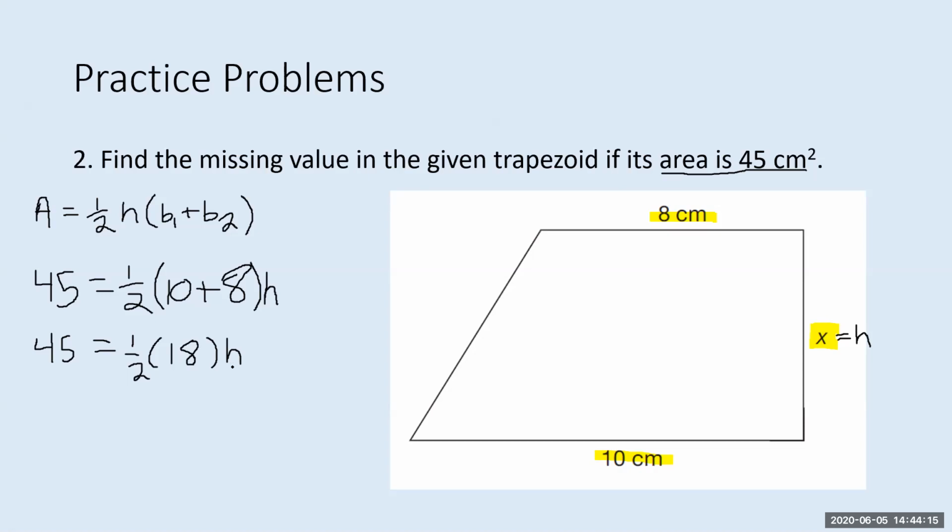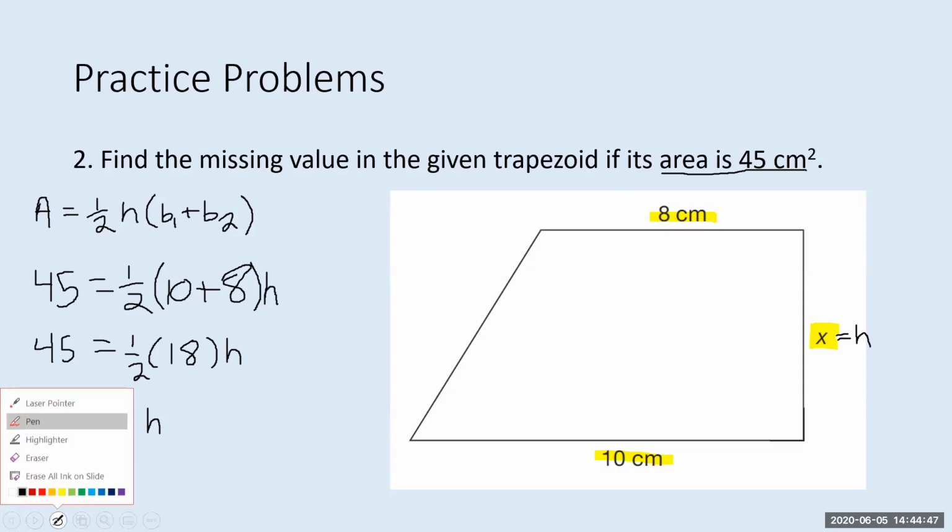Okay, so I still don't know what H is, but I can figure out what half of 18 is, right? A half of 18 times the height. So 45 equals a half of 18, which is 9. Half of 18 is 9 times the height. So now I've gotten to this much simpler statement, which says that 45 is equal to 9 times the height.